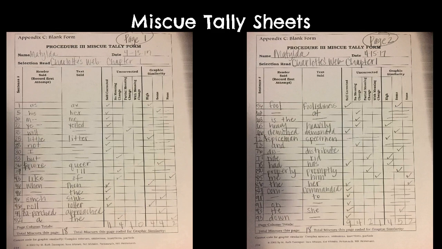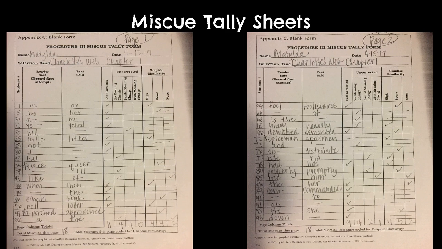The next step of procedure 3 is to tally the miscues using the miscue tally form. I used a total of 3 pages to tally all of the miscues. On the first page, I noted 18 miscues. Of those 18 miscues, 11 were self-corrected. Of the uncorrected miscues, 4 offered no meaning change, 1 offered partial meaning change, and 0 with meaning change. In reference to graphic similarities, 8 miscues had high or some graphic similarities, with 2 miscues having no graphic similarity.